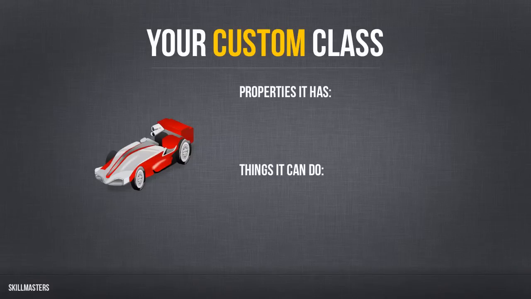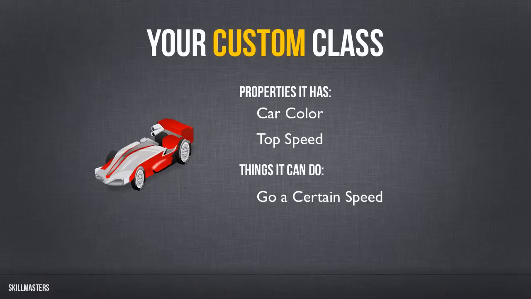A couple properties of our car may be things like establishing that our cars should have a color and that they should have a certain top speed. And for things our car can do, we'll say that it can go a certain speed, that it can fire weapons, and that it can stop.